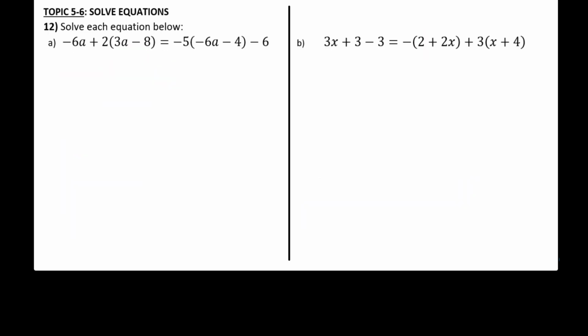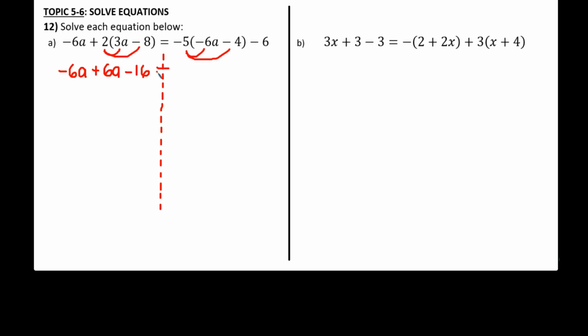The next problem is to solve equations. Solve equations requires 5 steps. First step is to eliminate parentheses. So we're going to take the number outside and multiply by the numbers that are inside. Please remember that the equal sign acts like a border, okay? That divides the left side and the right side of the equation. So right there, negative 6a, we're just going to bring it down. 2 times 3 is positive 6a. 2 times negative 8 is negative 16.